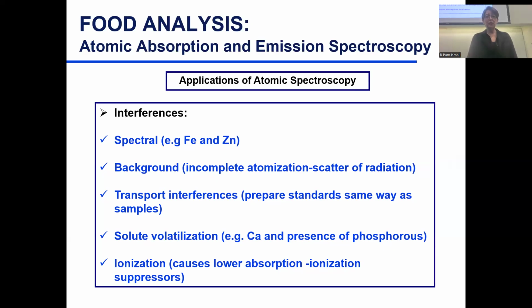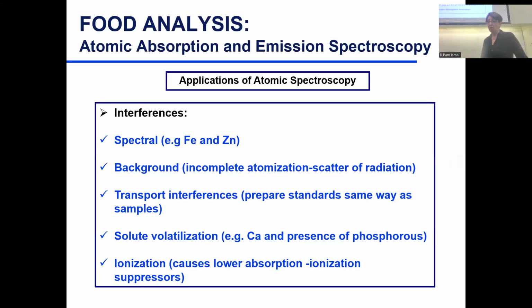Transport interferences, meaning if you have other components that might absorb light at the same wavelength as your elements of interest, that's why we run blanks. That's why we use the same reagents for blank versus samples to avoid that. And also we prepare the standards in the same reagents. So all the standards that you would prepare would have the same HCl concentration as your samples. You'll see that in the lab.